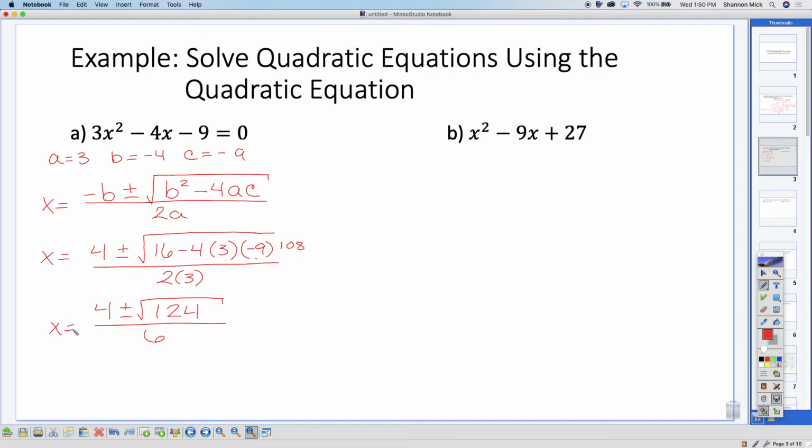Okay, so 124, I know 4 goes into 24, so 4 goes into the whole thing, and 4 is a perfect square, so I have a good place to start, right? Okay, so 124 is 4 times 31, and 31 is going to be prime. So the square root of 4 is 2.